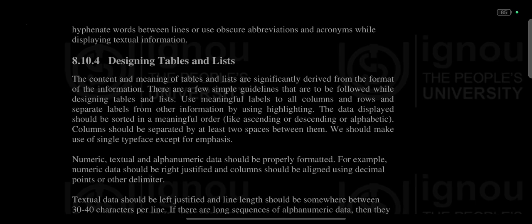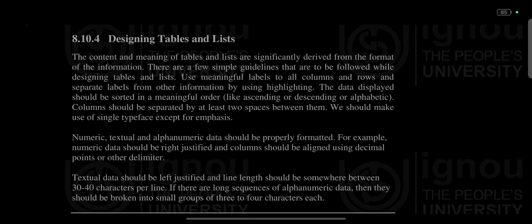Designing tables and lists. The content and meaning of tables and lists are significantly derived from the format of the information. There are a few simple guidelines that are to be followed while designing tables and lists. Use meaningful labels for all columns and rows, and separate labels from other information by using highlighting. The data displayed should be sorted in a meaningful order, like ascending or descending or alphabetic.